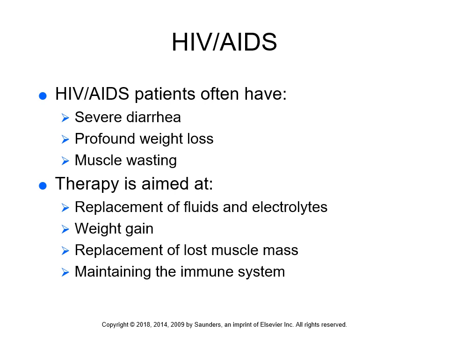HIV and AIDS. Human immunodeficiency virus, also known as HIV, and acquired immunodeficiency syndrome, AIDS, are associated with severe diarrhea, profound weight loss, and muscle wasting. Some patients lose as much as 50% of their body weight because of treatment, multiple infections, loss of appetite, malignancy, and gastrointestinal disorders. Nutritional therapy is directed towards replacing fluids and electrolytes, fostering weight gain, replacing muscle mass through protein intake, and maintaining the strength of the immune system.